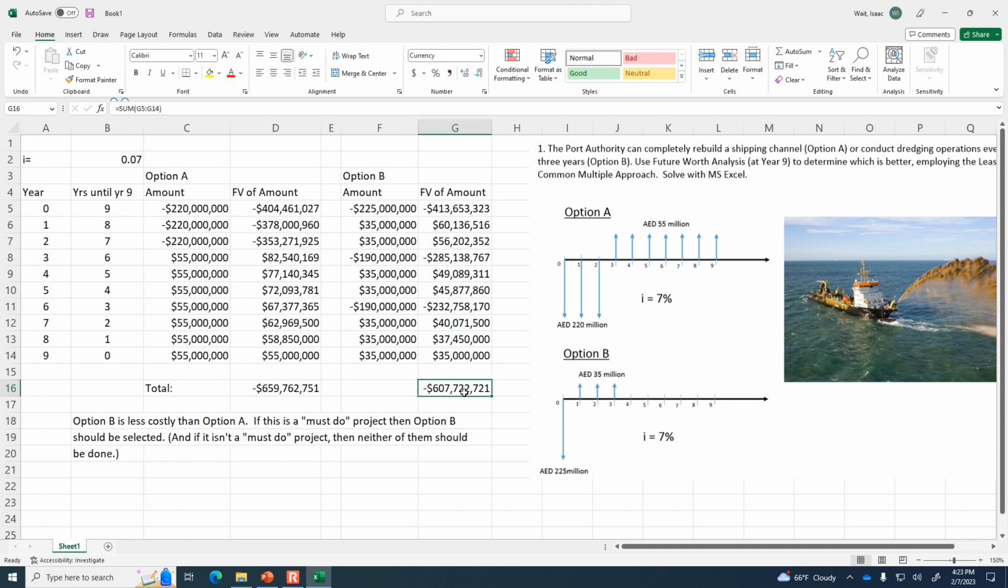Option B has a smaller negative value than option A. So what we want to do is choose the option that is the least costly of the two. And option B is least costly. So if this is a must-do kind of a project, then you'd choose option B. But if it's not a must-do, then neither of them should be done because they're going to be losing money.